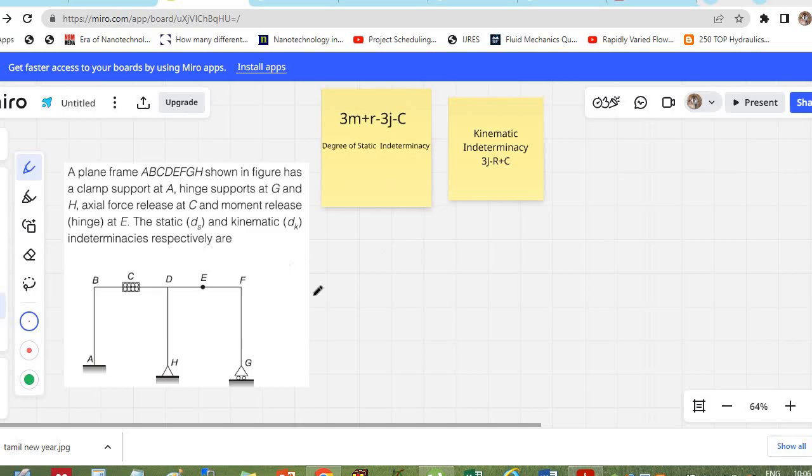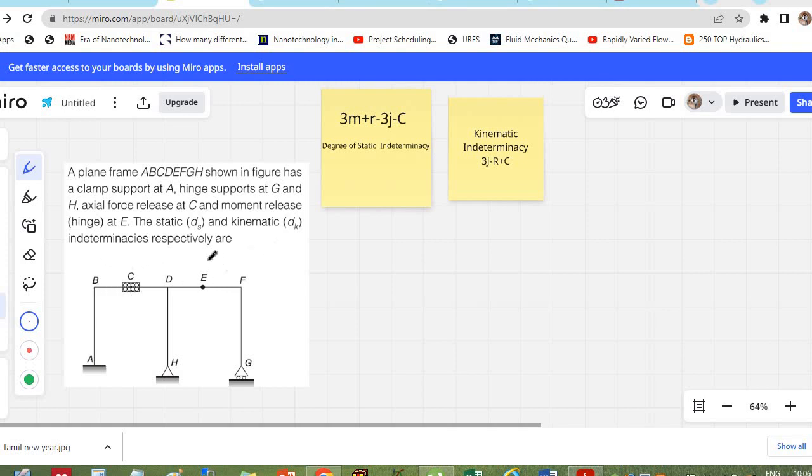Today we will try to find out the static indeterminacy of this rigid frame and also the kinematic indeterminacy of the same rigid frame. So first let me calculate the degree of static indeterminacy of this frame. Now here this frame has got a moment release, that is an internal hinge at point E, as well as an axial force release at point C.